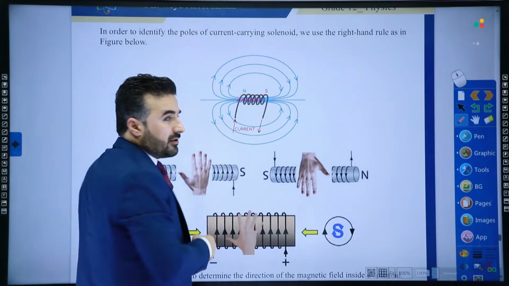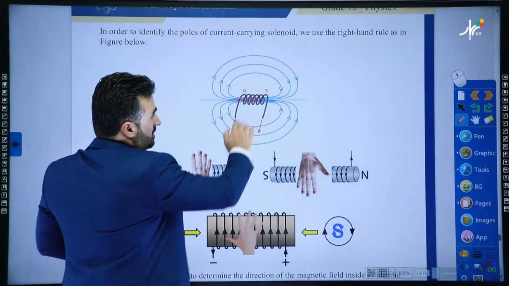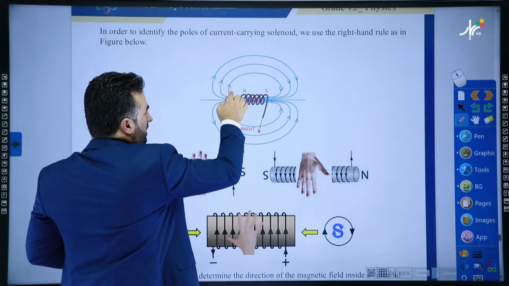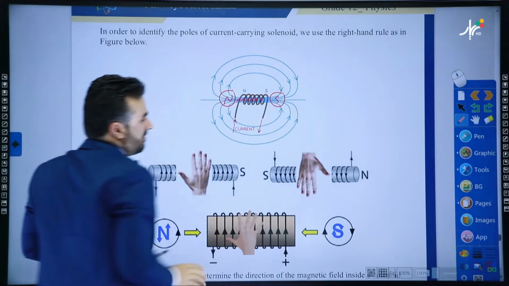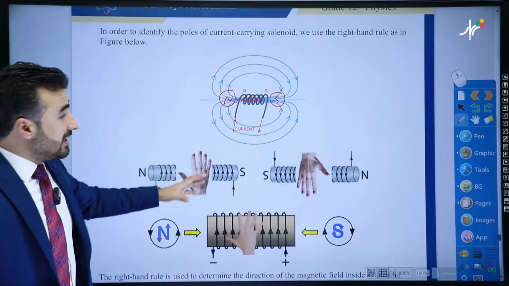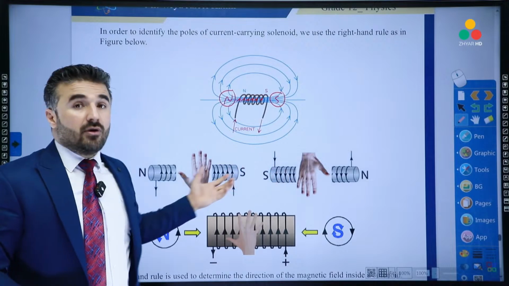So now align your finger in the same direction as the current. So you can do this. This side is going to be north, and the other side is going to be south. And it's that simple. Like I said earlier, always use the front of the coil, yeah?